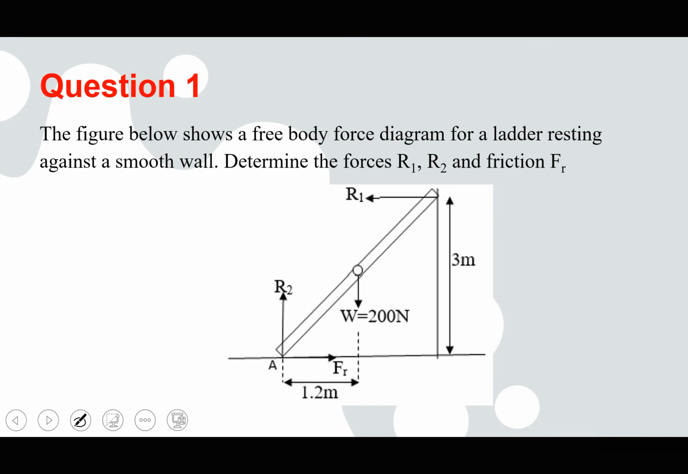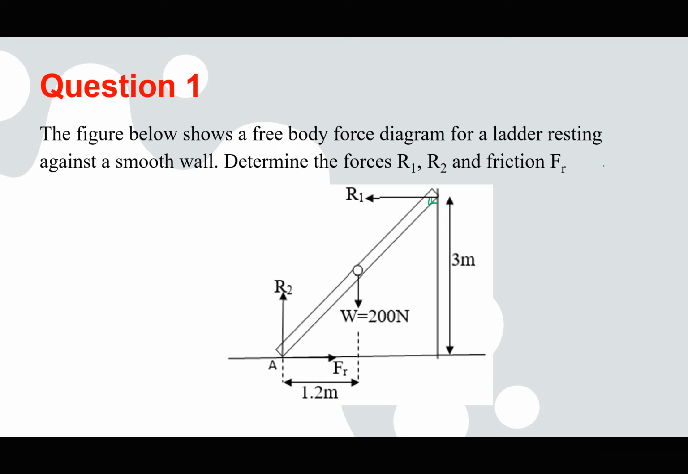So the figure shows a free body diagram. Of course, a free body diagram is a diagram which shows only the forces acting on the object. So this is a free body force diagram for a ladder resting against a smooth wall. The wall is smooth, there is no friction. The only force acting is the normal reaction force. Determine the forces R1, R2, and frictional force Fr.